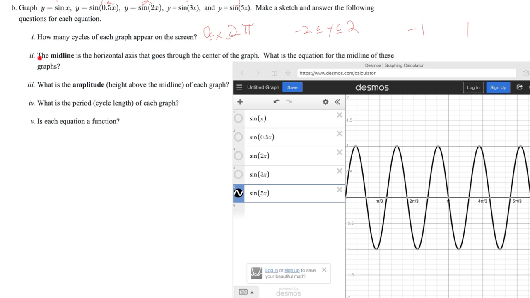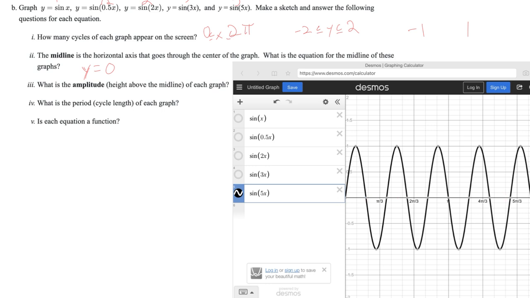So next up, we've got the midline here. It's the horizontal axis that goes through the center of the graph. So what is going through the center? Well, that's just the horizontal line here. So the horizontal line would just be at y equals 0. That's the same thing as the x-axis. All my y values here are going to be 0, so that's what's going through that center part there.